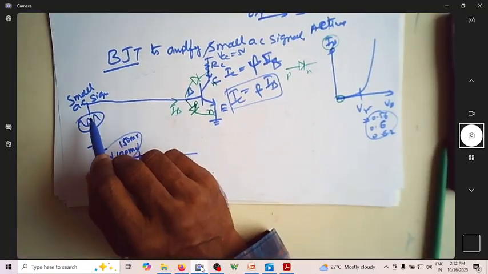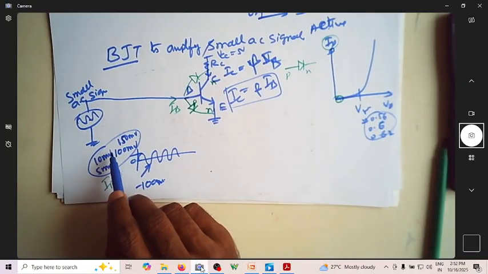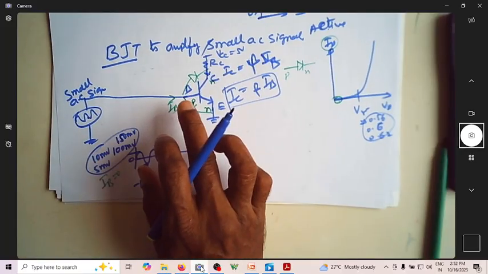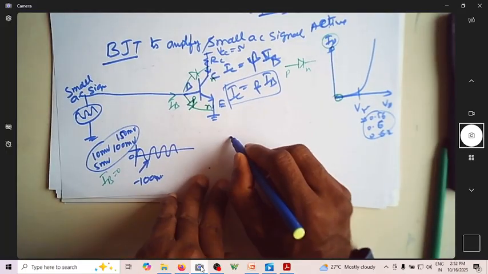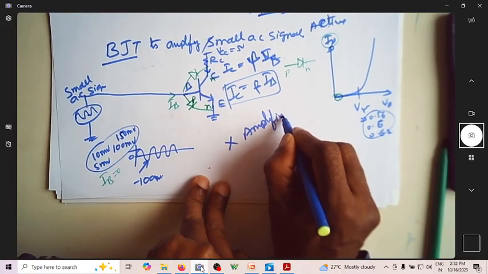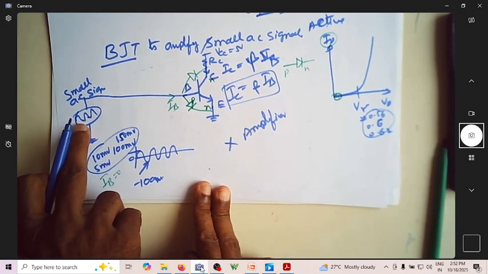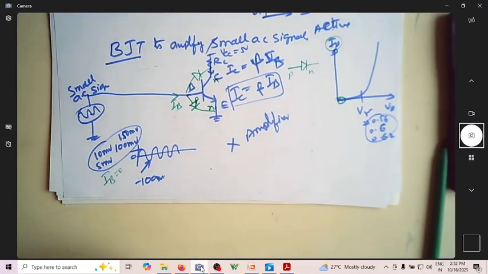Meaning this small AC signal of magnitude even 200 millivolt, 300 millivolt cannot be applied directly to this BJT for amplification. So this cannot be an amplifier. If you apply the AC signal as it is, the BJT won't amplify. Then what to do now?